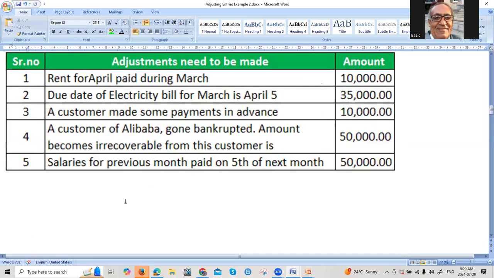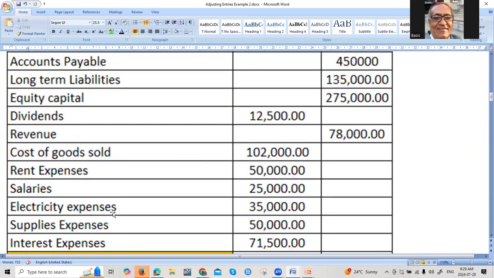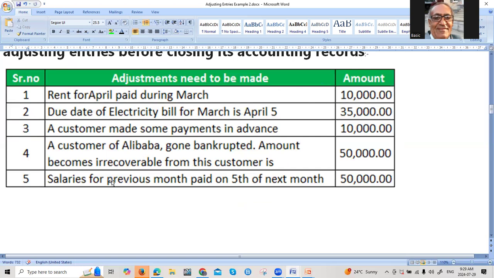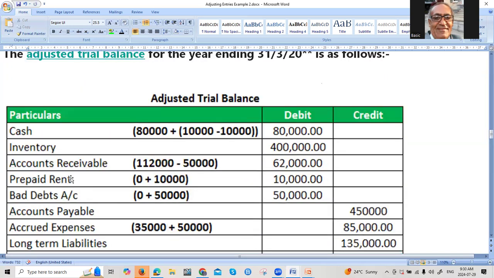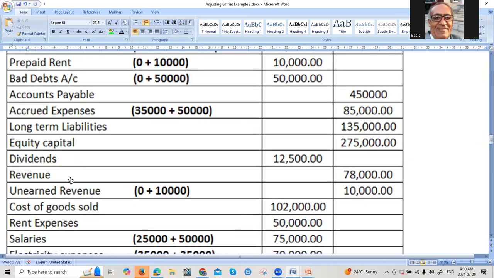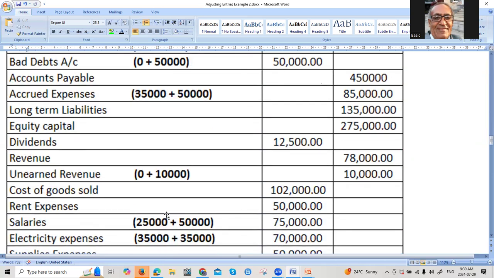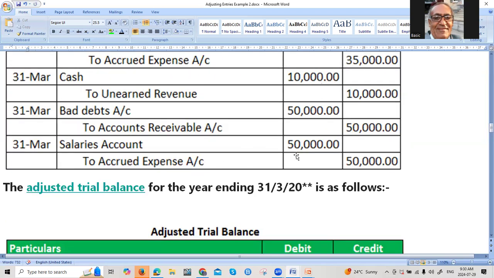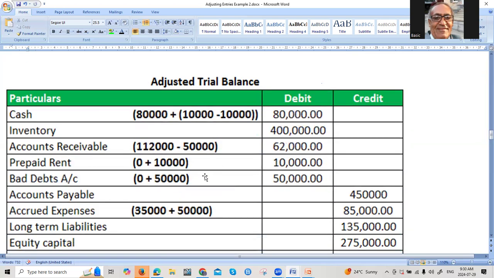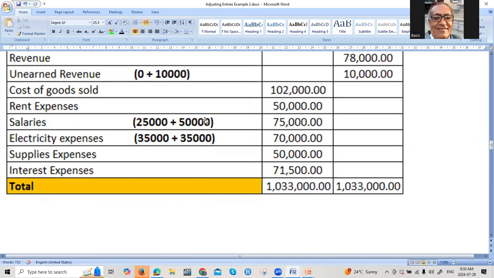Now we'll go back and see if there is something for the salaries here. Salaries was 25,000 in the old trial balance. And now we have in our journal entry from salaries account into accrued expenses, 50,000. So for the salaries, the 25,000 in the past, plus the accrued expenses of 50,000, will come to 75,000.